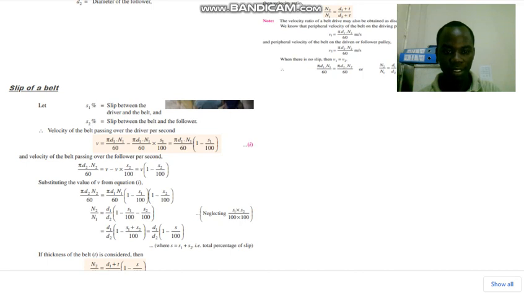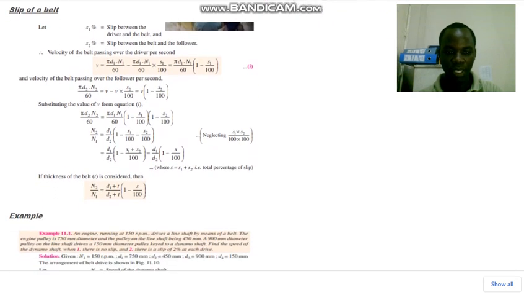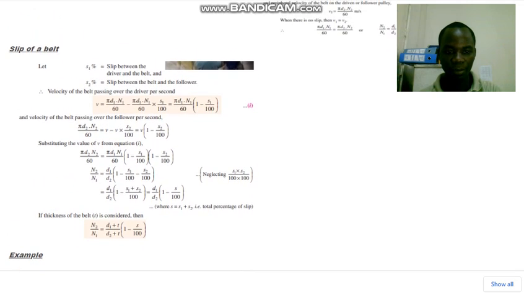Similarly, the same scenario is true for the follower, and then when we substitute them together, we get the formula for the slip, and the formula for the slip of the belt, taking into account its thickness, is given by the speed of the driven divided by the speed of the driver is equal to diameter of the driver plus the thickness divided by the diameter of the driven plus the thickness into 1 minus the slip over 100.